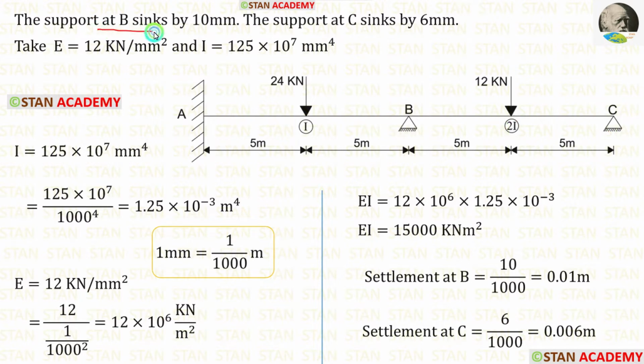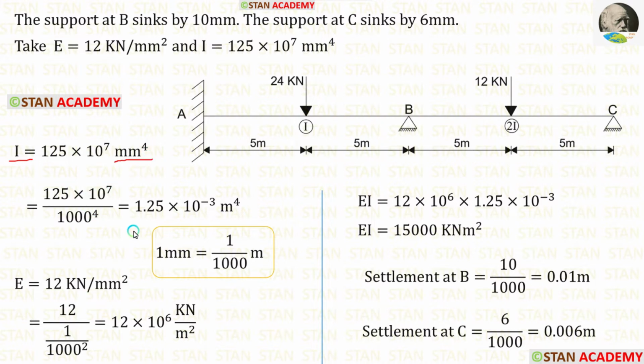The support in the point B sinks by 10 mm. The support in the point C sinks by 6 mm. The Young's modulus E is given as 12 kN per millimeter square, and the moment of inertia is given as 125 × 10⁷ millimeter power 4. The moment of inertia I is given in millimeter power 4.